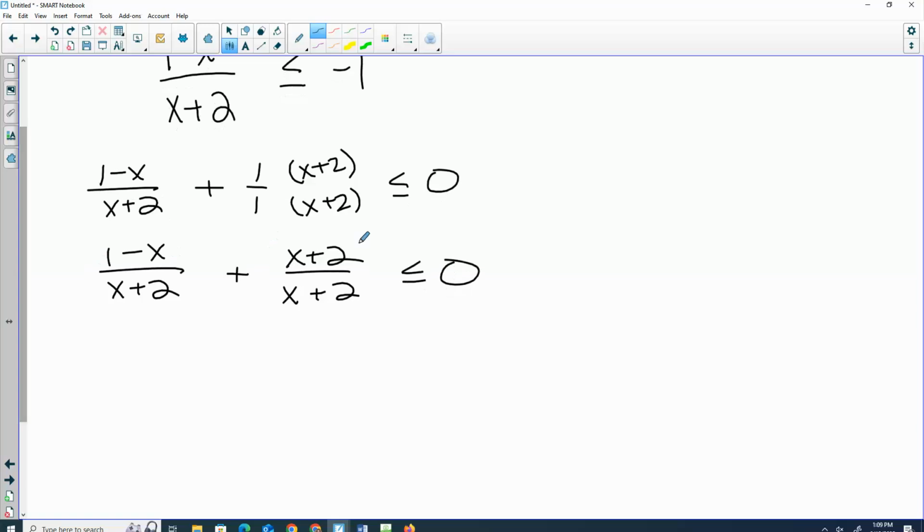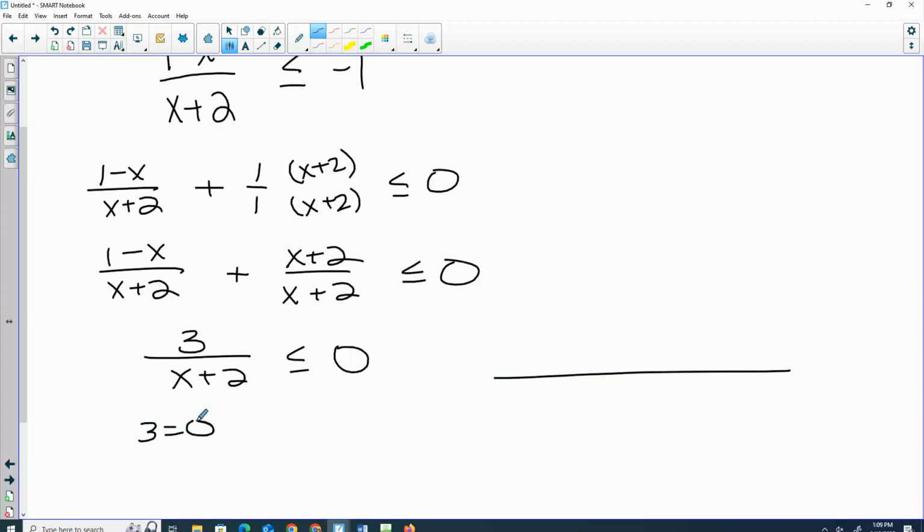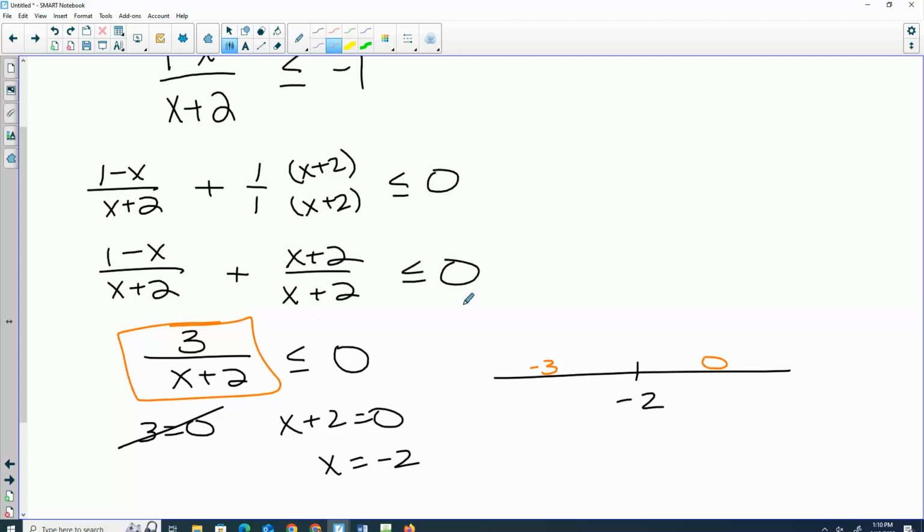Now when I add these together, what happens to my x's? They cancel. So we just get 3 over x plus 2 less than or equal to 0. Alright, so normally we set top and bottom to 0. Can the top equal 0? No. If you set the bottom we get -2. So since we only have 1 point, we only need 2 test points. Smaller than -2, bigger than -2. Putting them in here, the top is positive no matter what. -3 plus 2 is negative, so that section's negative. Put in a 0, the top is positive, 0 plus 2 is positive, 2 positives make a positive.